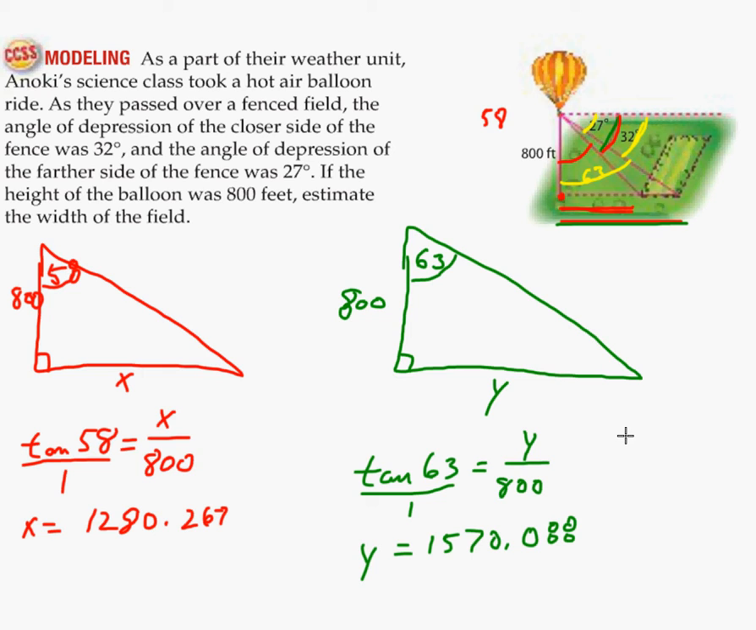If the long length is 1,570.088 and the shorter length is 1,280.267, then I'm going to subtract those two, and I'm going to get my answer, which in this case is going to be 289.8.